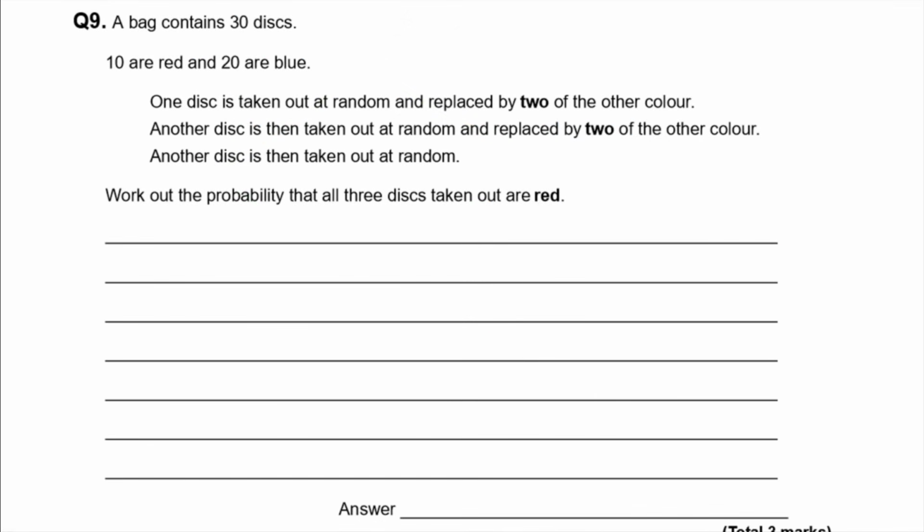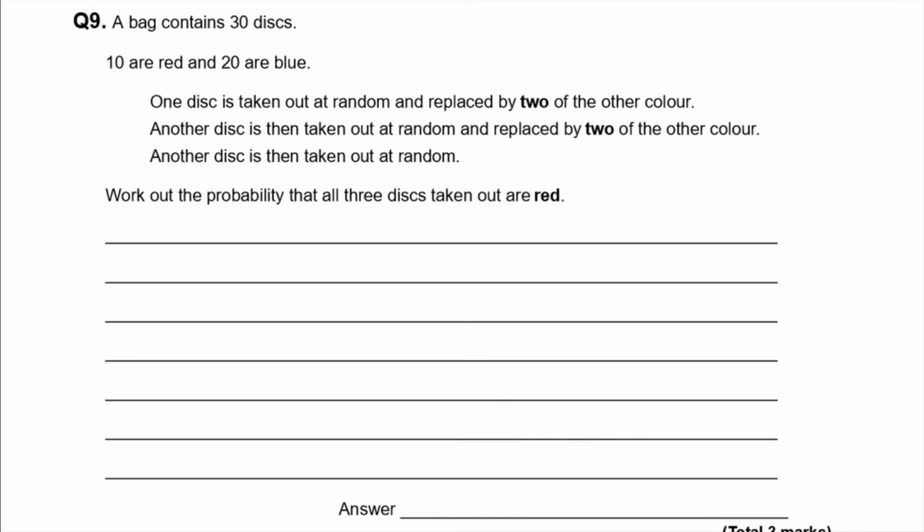Question 9. A bag contains 30 discs, 10 are red, 20 are blue. 1 disc is taken at random and replaced by 2 of the other colour. Another disc is then taken at random and replaced by 2 of the other colour. Another disc is then taken at random. Work out the probability that all 3 discs taken out are red.